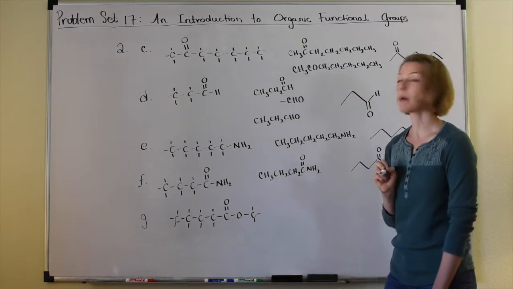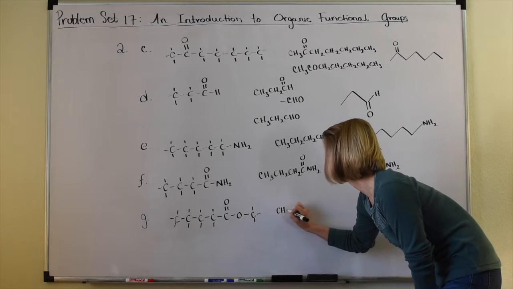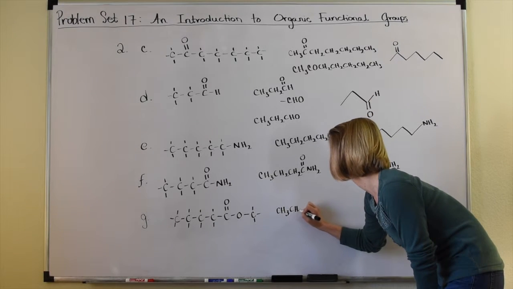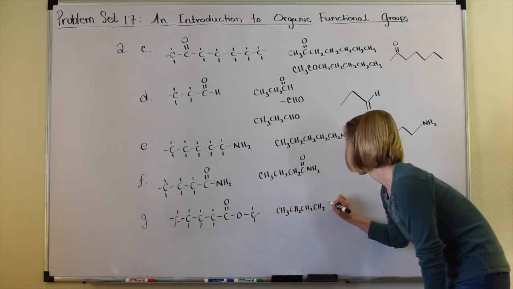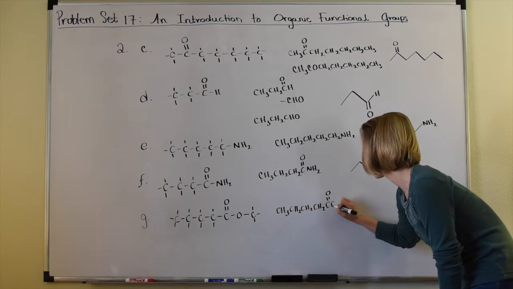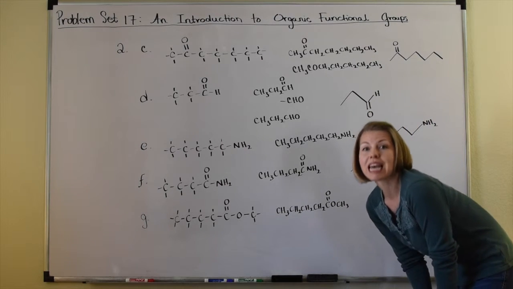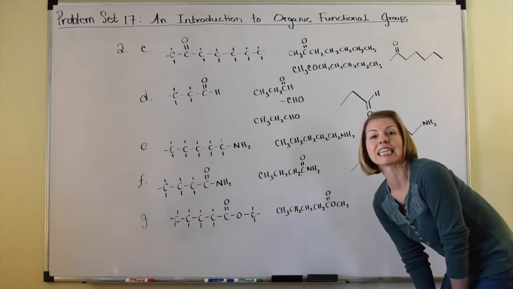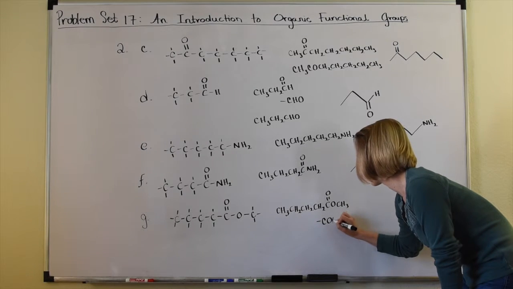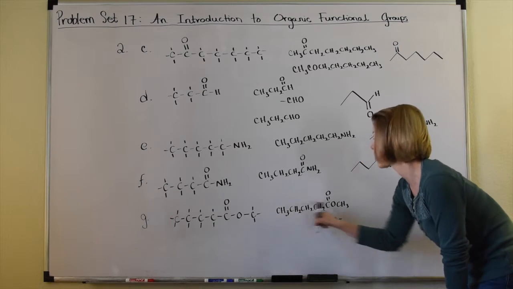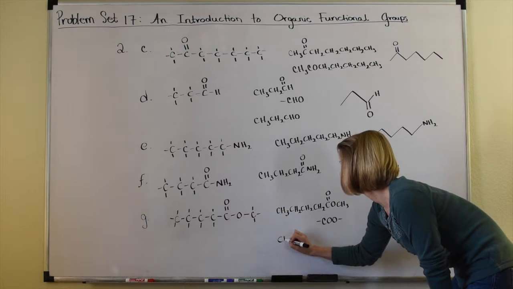Okay, so lines to all my hydrogen there. So condensed, this would be CH3, CH2, CH2, CH2, carbonyl, oxygen, CH3. Now your ester functional group, you will frequently see in a condensed structure written as COO. Okay, so I'm going to go ahead and rewrite this using that method.